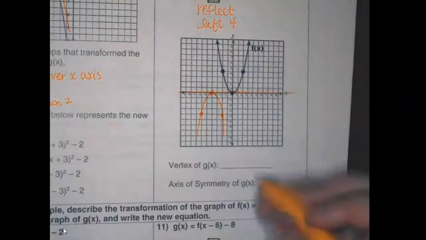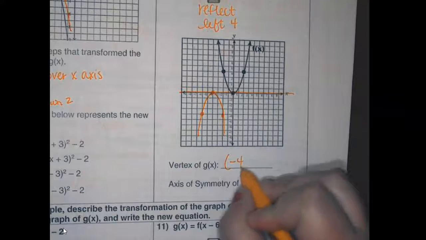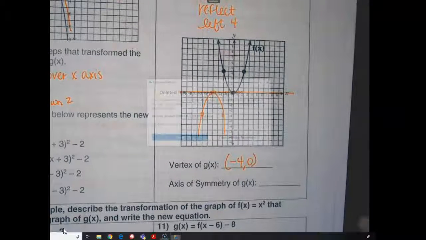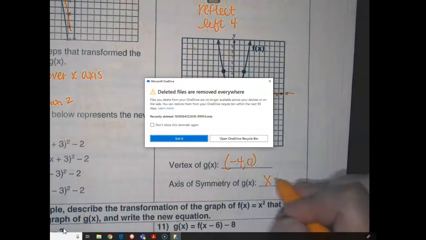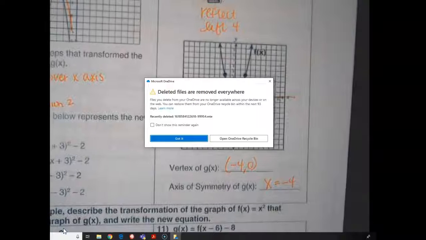The vertex is now negative 4, 0. And the axis of symmetry is x equals negative 4.